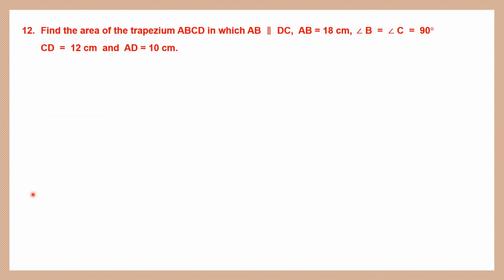Question 12. Find the area of the trapezium ABCD in which AB is parallel to DC. AB is equal to 18 centimeters, angle B is equal to angle C is equal to 90 degrees, CD is equal to 12 centimeters, and AD is equal to 10 centimeters. Let's follow all these requirements and draw a trapezium.